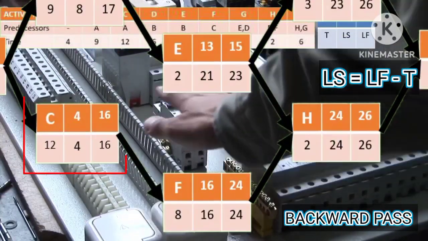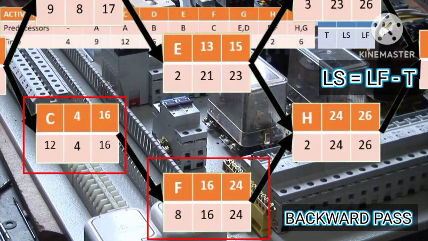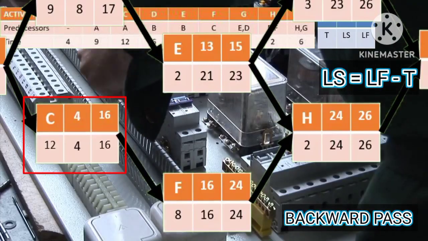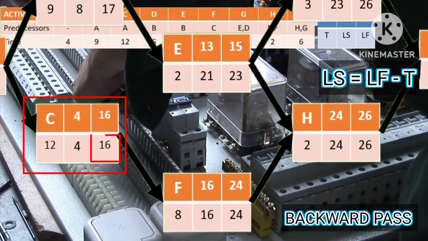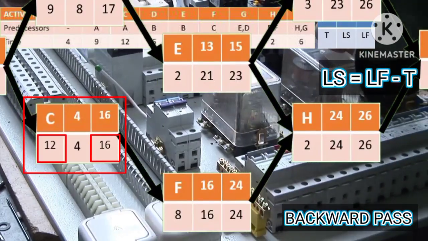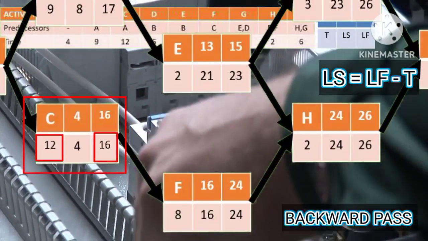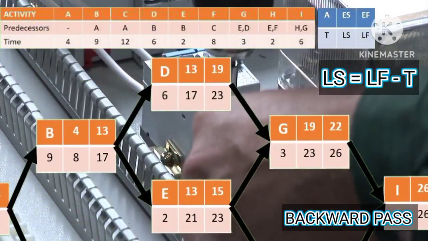For C, having one successor which is F, so the latest finish time of C is 16, which is the latest start time of F. Then since the latest finish time of C is 16 and the activity time of C is 12, the latest start time of C is 16 minus 12 equals 4.